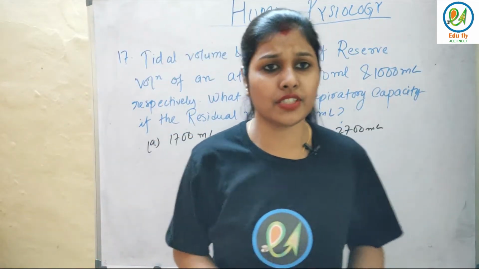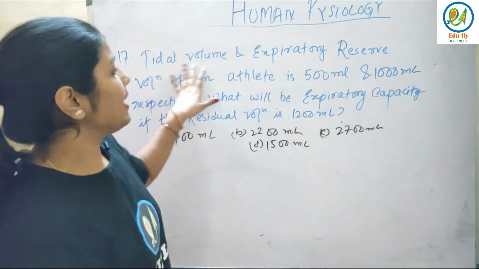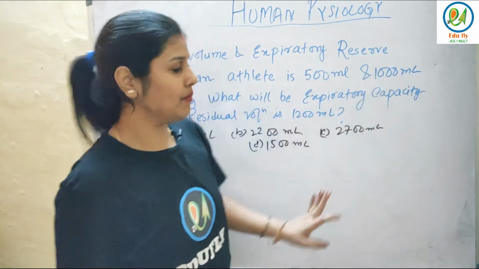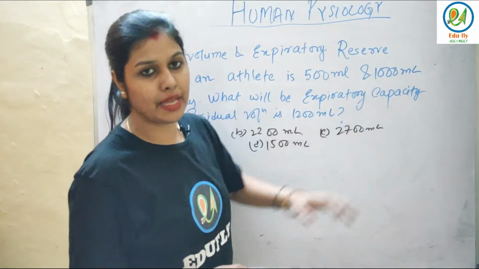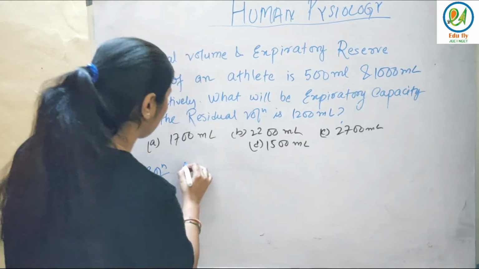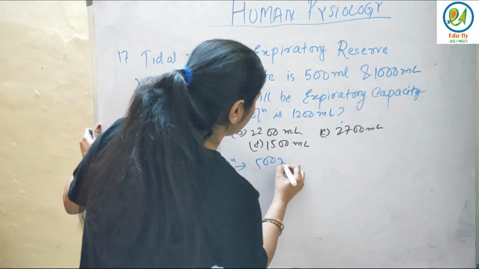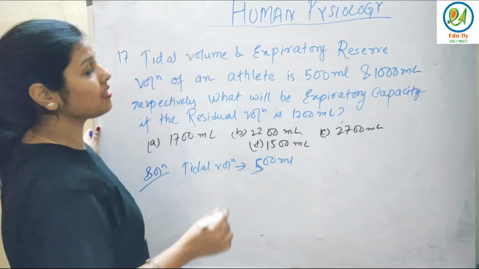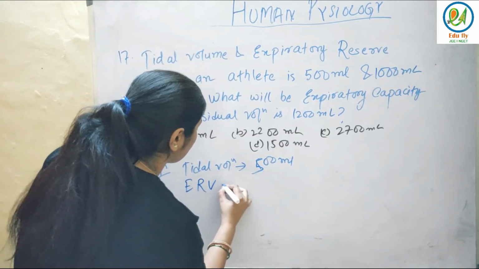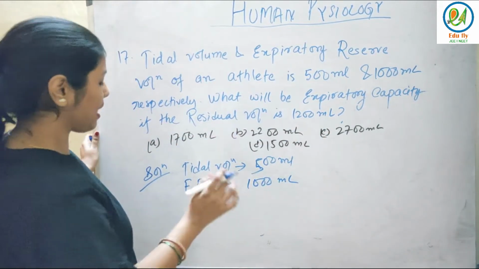Now let's see a very interesting question from the respiratory system. The question says the tidal volume and expiratory reserve volume for an athlete are given as 500 and 1000 ml. You have to find out the expiratory capacity. Let's see the solution. Tidal volume is given as 500 ml. Next, expiratory reserve volume, I am writing the shortcut ERV, is 1000 ml.